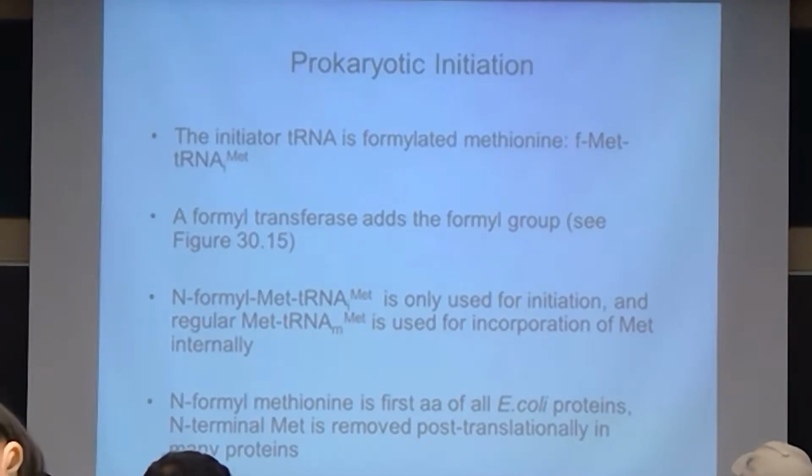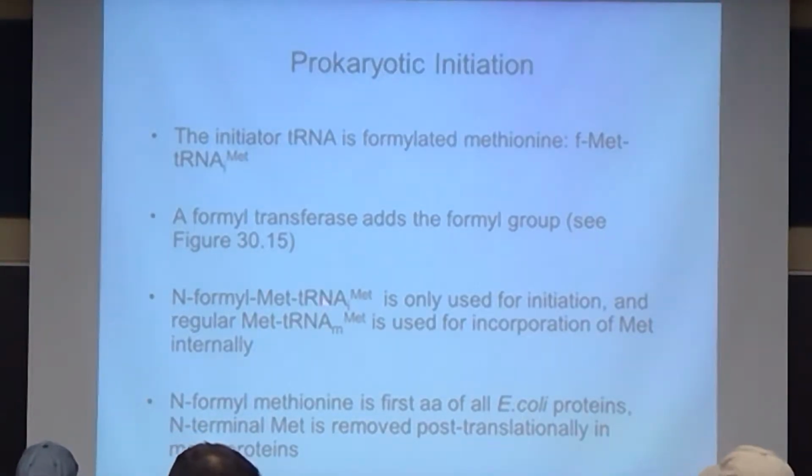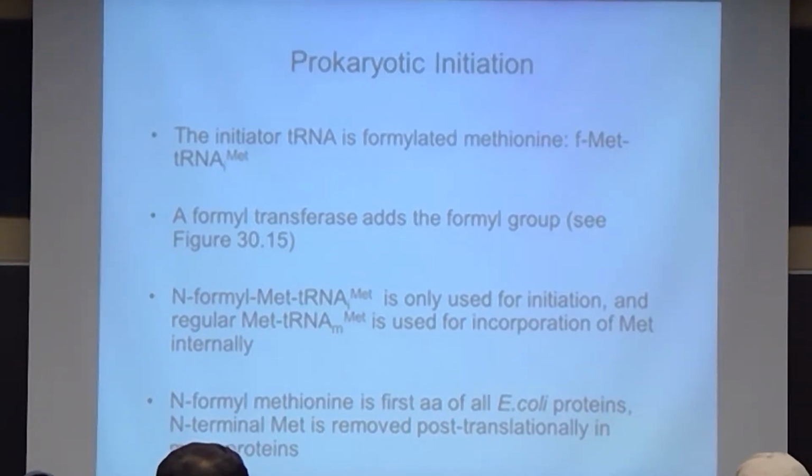So this is what we are saying: N-formyl methionine is only used for initiation, and regular methionine tRNA is used for internal methionine incorporation. This is formyl transferase which adds the formyl group. N-formyl methionine is the first amino acid in a nascent protein. The N-terminal methionine is removed post-translationally later on.